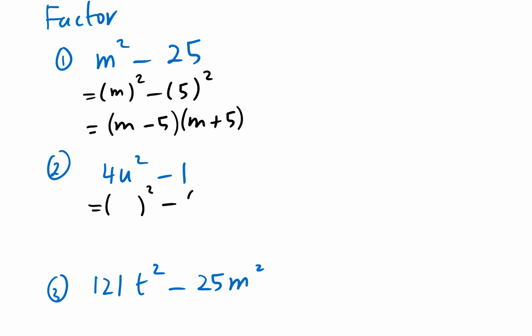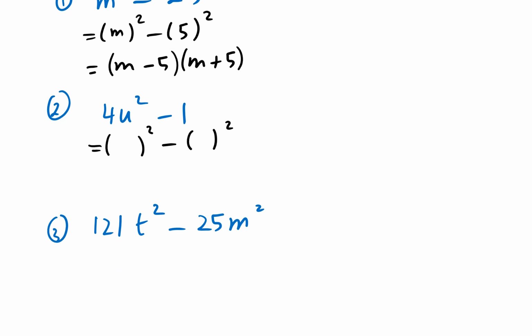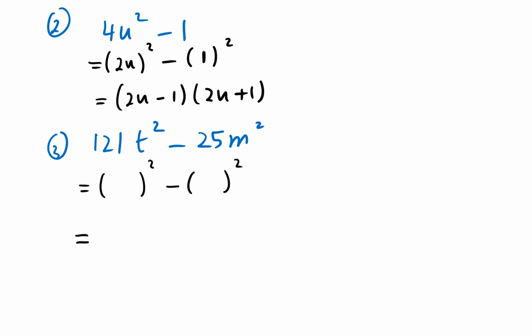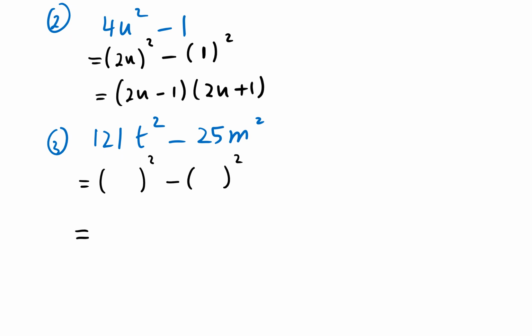Same thing here, something squared minus something squared. Pause the video and try it on your own. Try both problems. 2u minus 1, so that's 2u minus 1 times 2u plus 1. For the next one, what's the number that squared gives 121? It's 11, then t, and 5m. So that gives me 11t minus 5m times 11t plus 5m.